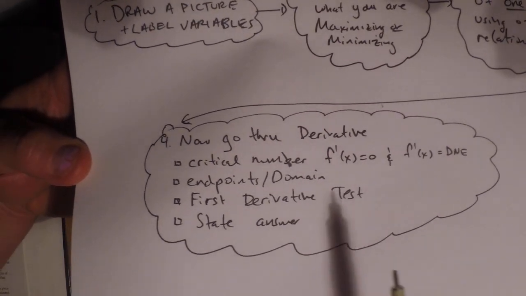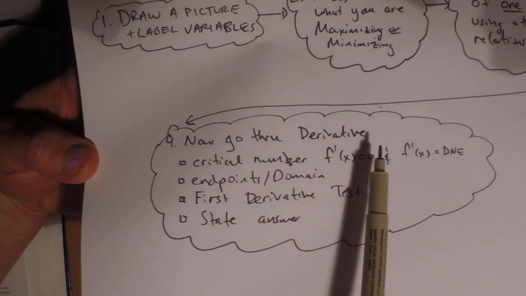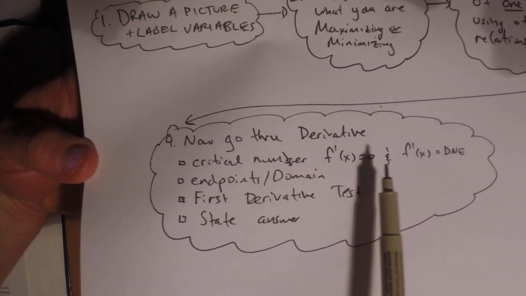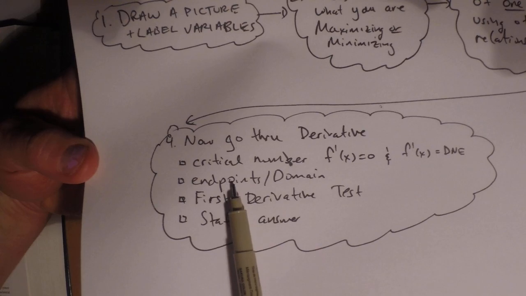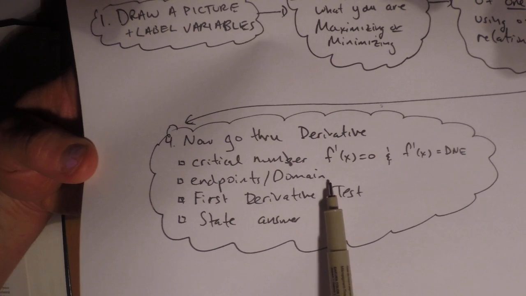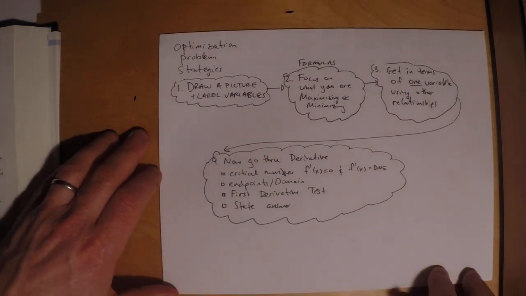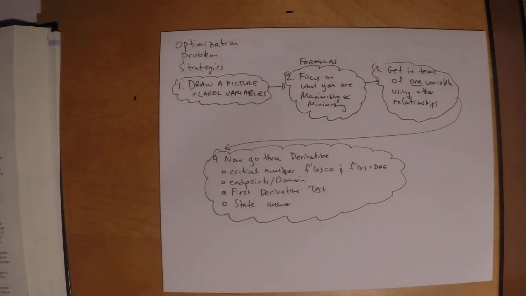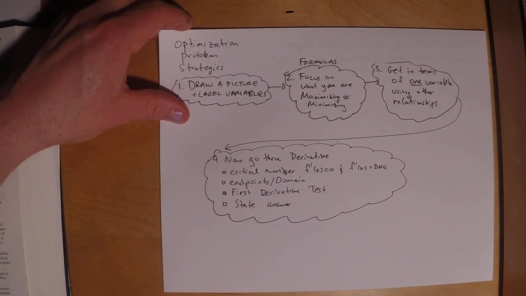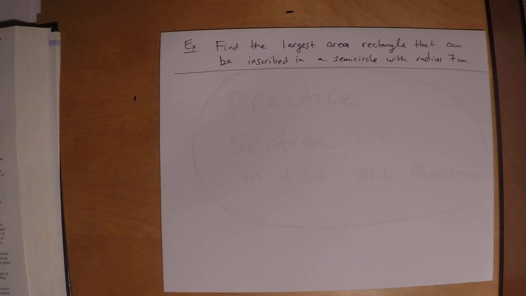And then comes the fun part of now going through the whole steps of sections 4.1 to 4.3, taking the derivative, finding the critical numbers of where the derivative is equal to 0, where the derivative does not exist, the endpoints or the domain or the realistic physical parts of the question, and then the first derivative test, and then followed by stating the answers. So I'll put that down there. I'm hoping you can be able to read that. If not, we'll play that by ear and I'll do something different to post if it's not legible on the video. Alright, so here's the problem.